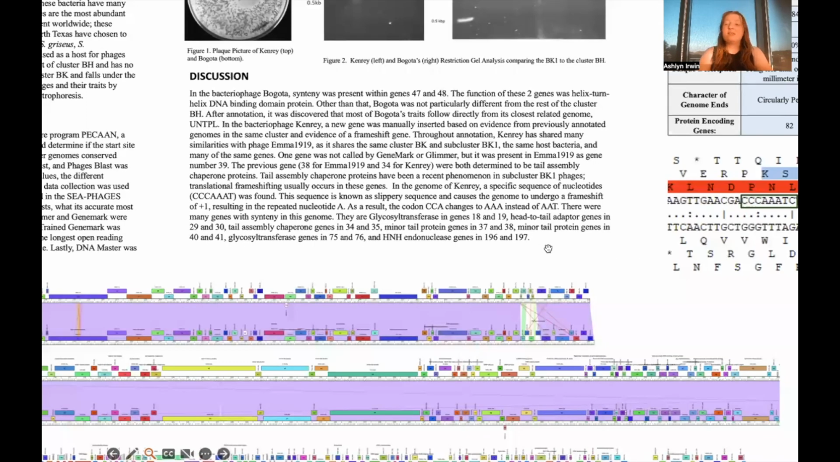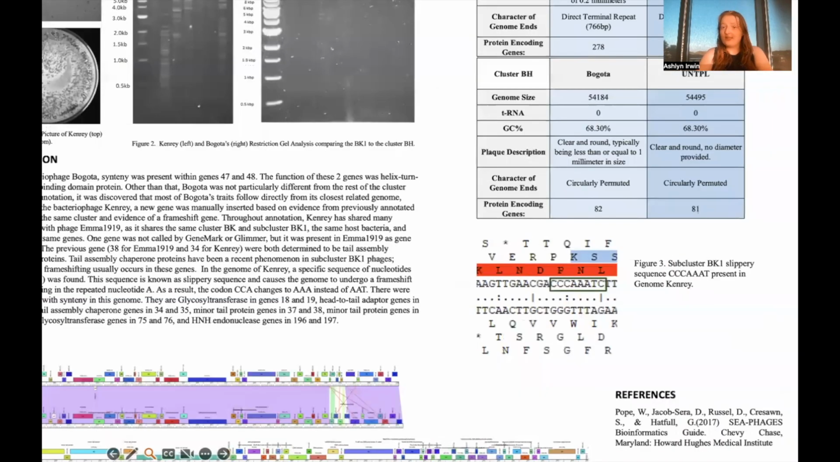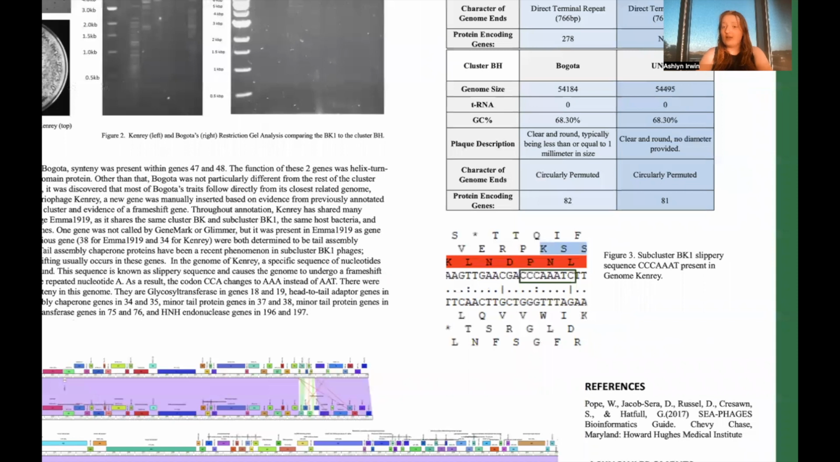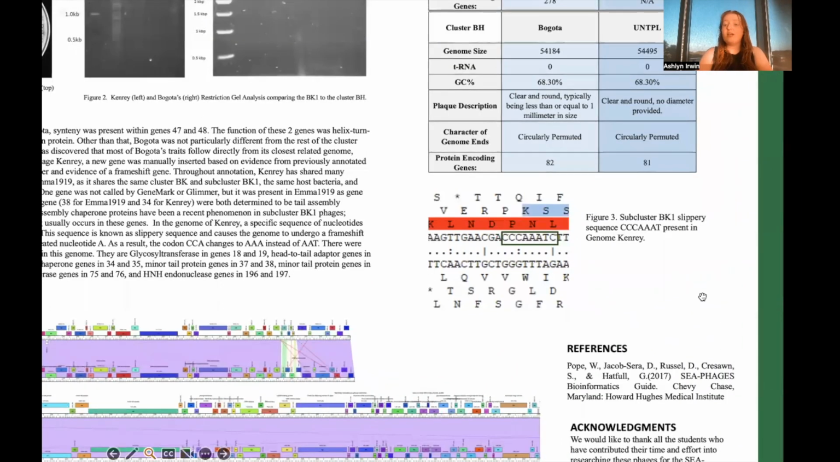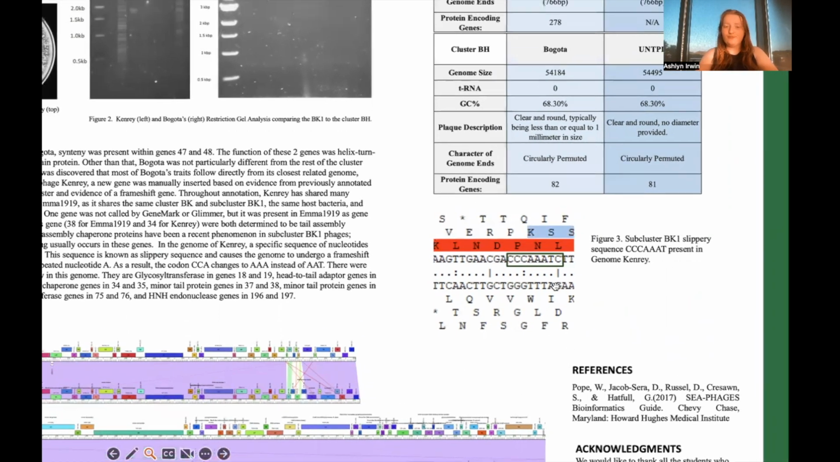All right, so let's move on to something called the slippery sequence. This was something found in Kenrey, specifically in the tail assembly chaperone protein. And this is going to be basically whenever DNA is read, it's read in codons. However, one time it's a frame shift from a base pair, one base pair back, and it has the entire line change. This is something we've commonly seen more recently from our BK1 subcluster. So it's interesting that we find it in here.